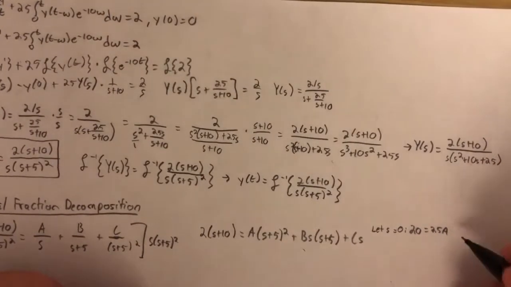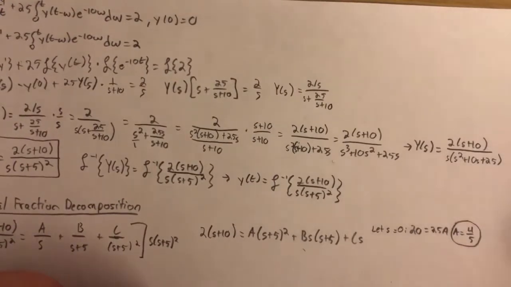Thus, a is going to equal 4 over 5. Circle that because we'll need that soon.